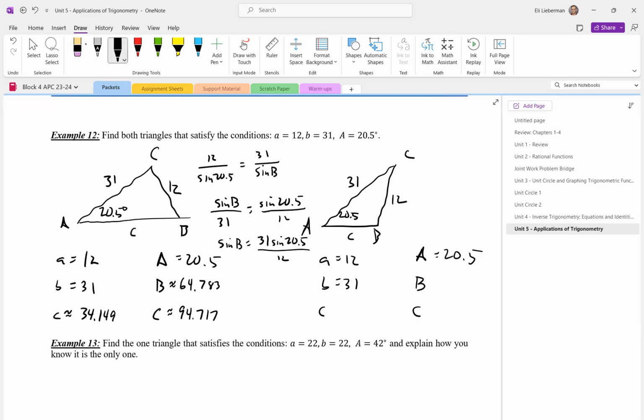Let's just make sure the biggest angle is opposite the longest side. Smallest angle, shortest side, is all lined up, okay? Please make sure to see that, because that's one great way to find a possible error.